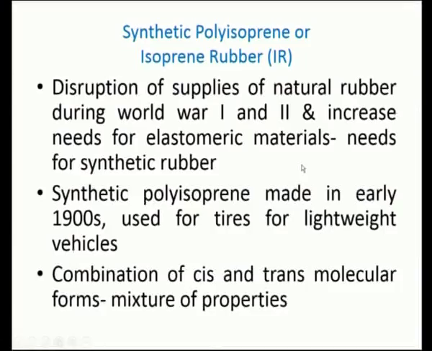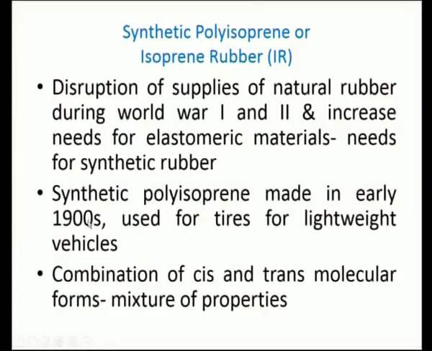Synthetic polyisoprene or isoprene rubber. Disruption of supply of natural rubber during World War I and II increased the need for elastomeric material, the need for synthetic rubber. So, how did synthetic rubber come into the picture? Because of World War I and II, all the natural material vanished. So, people needed some kind of alternative, and then people went for synthetic rubber.